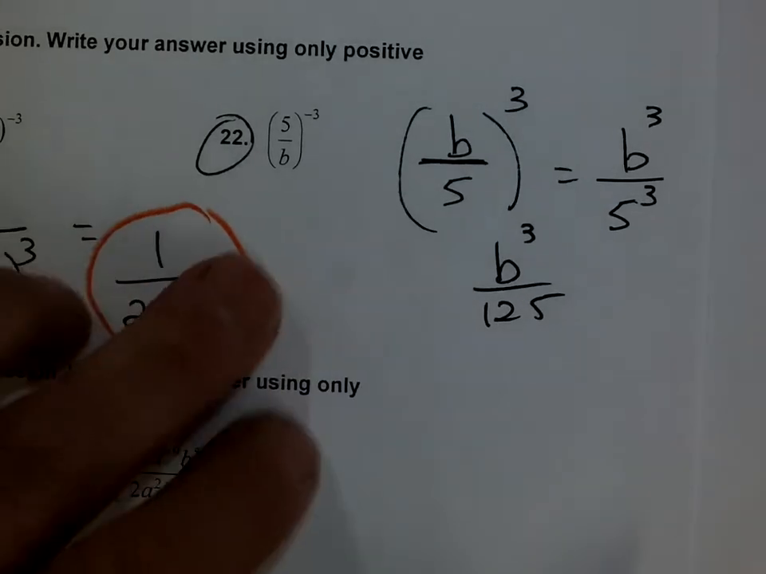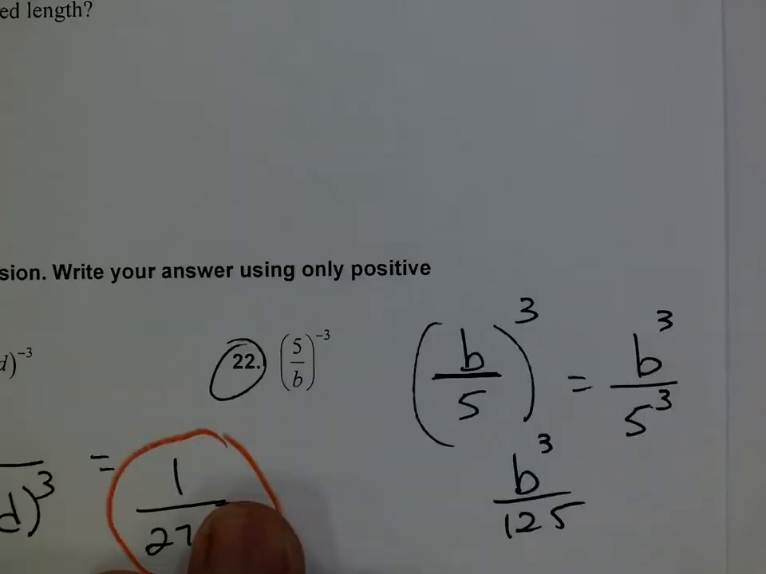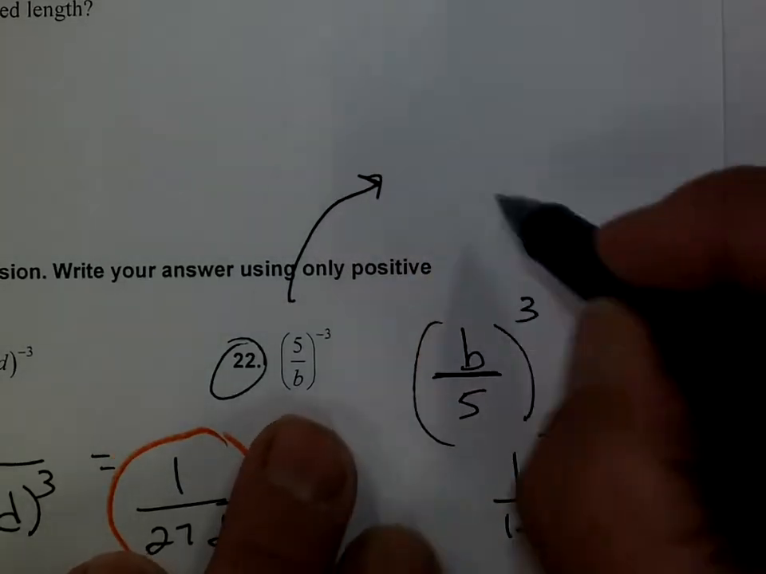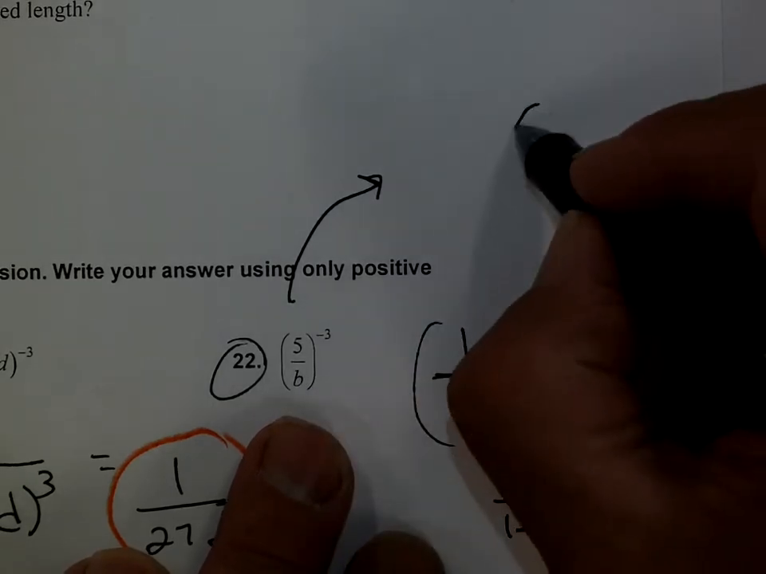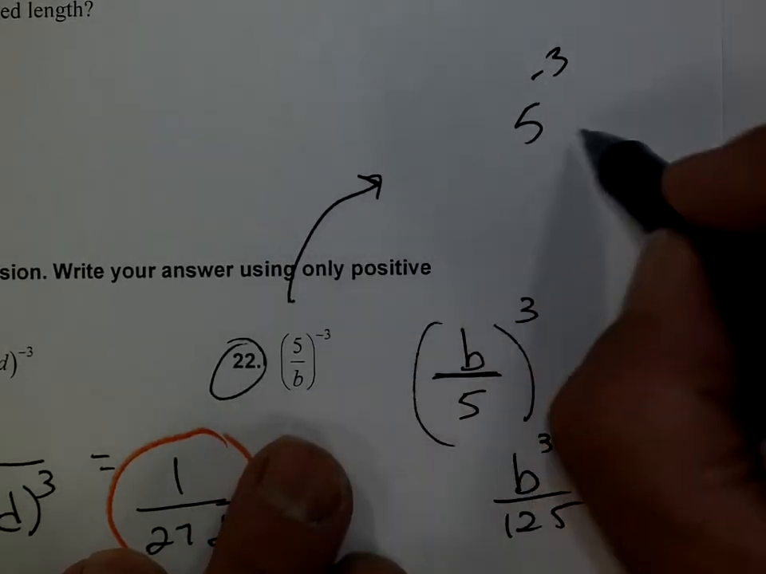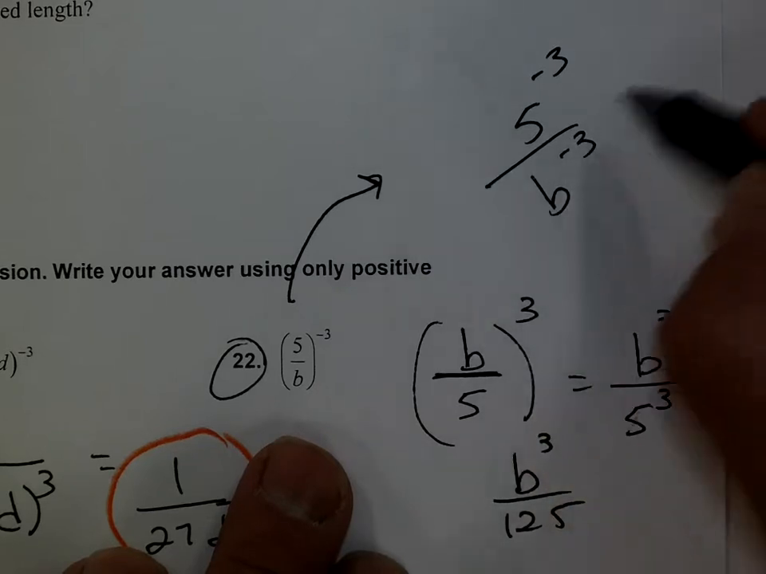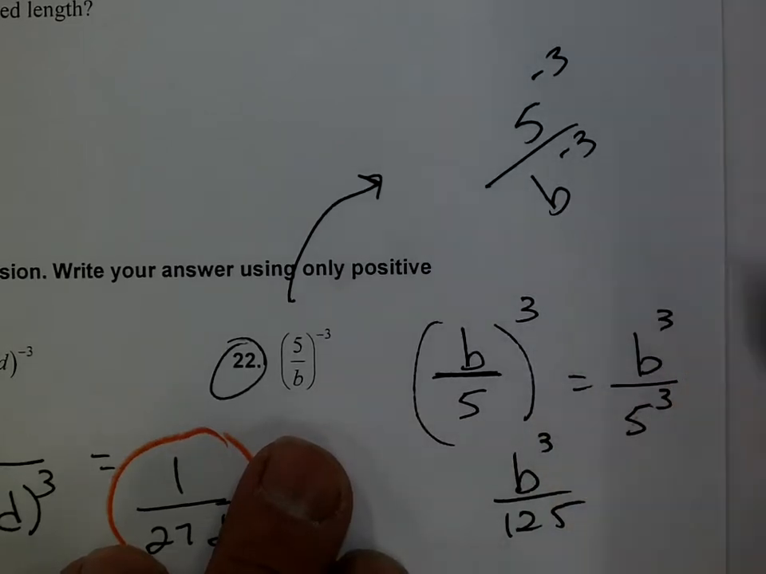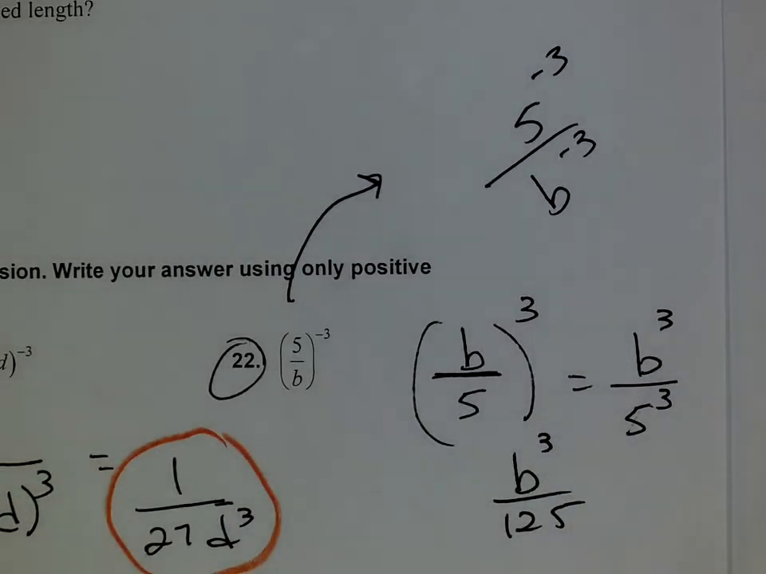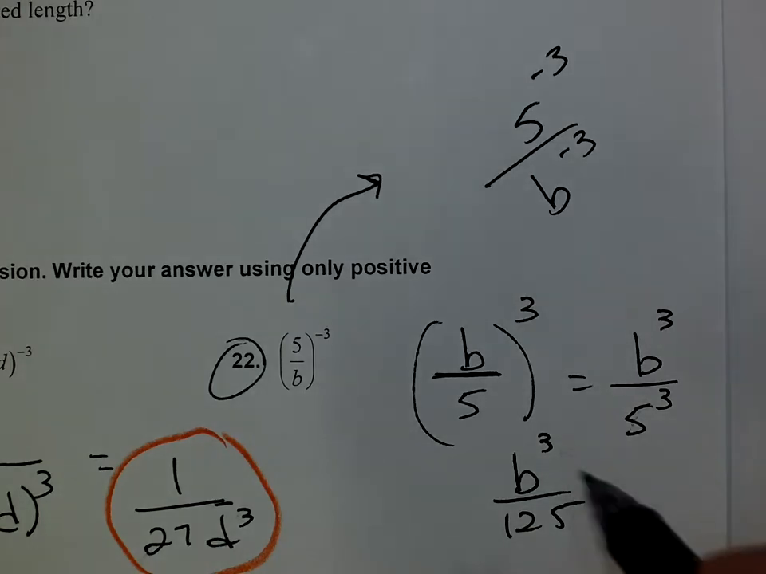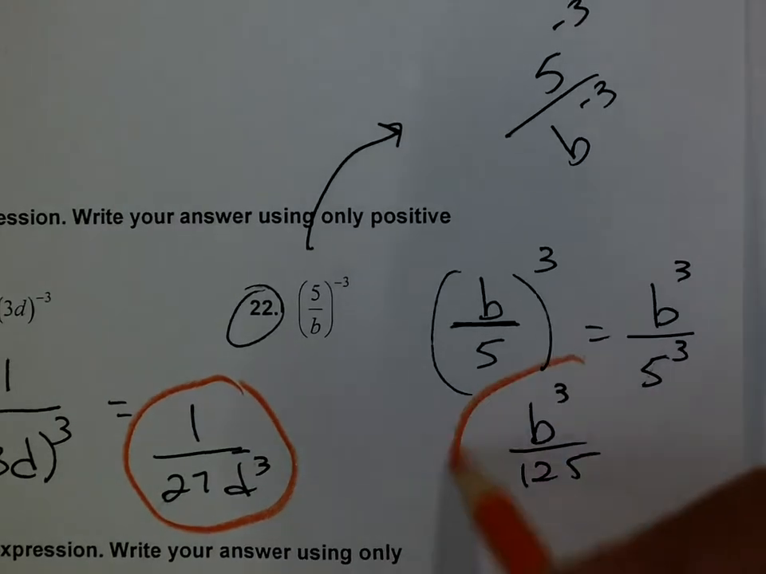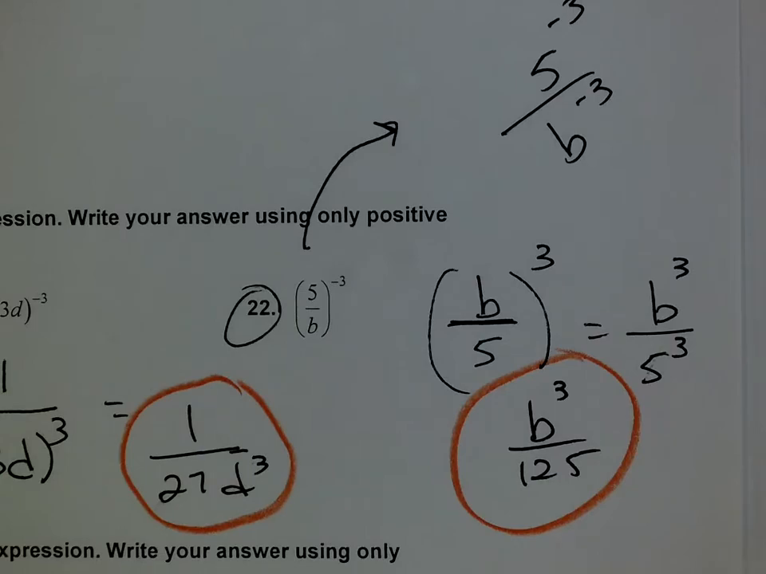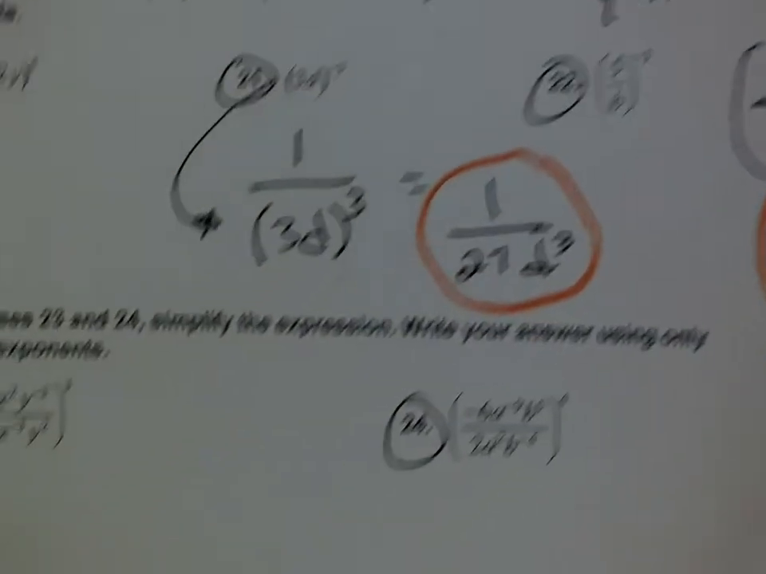Now, there's another way to do 22 if that confuses you. You could have done it this way. Brought the negative in. 5 to the negative 3 over b to the negative 3. Switch them and you get the same answer, okay? Both methods work. All right? Okay, I've got a few more to do on this worksheet I want you to see.